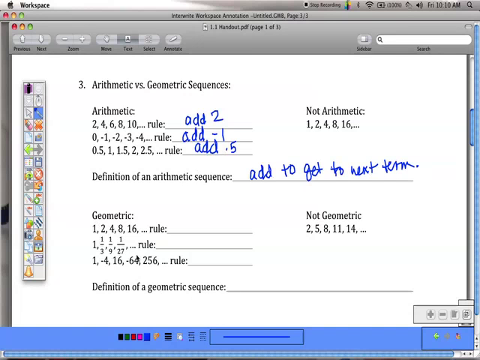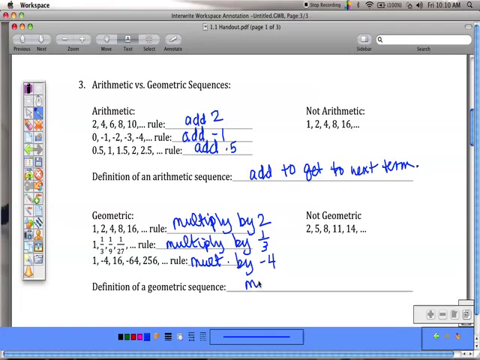Alright, geometrics. Take a look at these and see how they differ from arithmetic. As you can see in the first sequence, they're going up by a multiple of 2 each time, so you'd have to multiply by 2. The second one is multiplying by 1/3 each time. And the last one is multiplying by -4. Okay. Definition of a geometric sequence, you have to multiply to get to the next term.